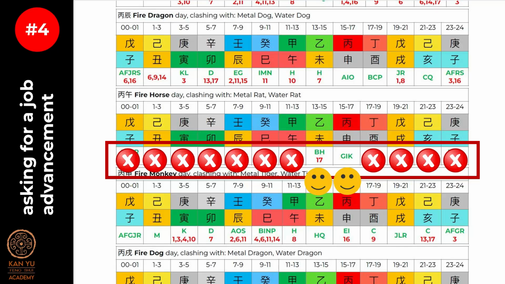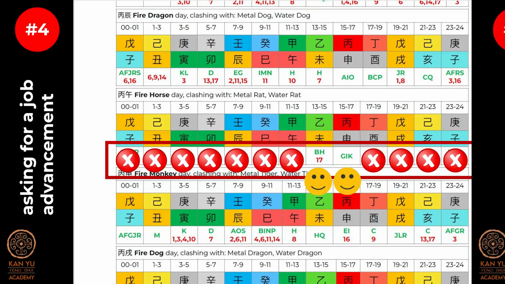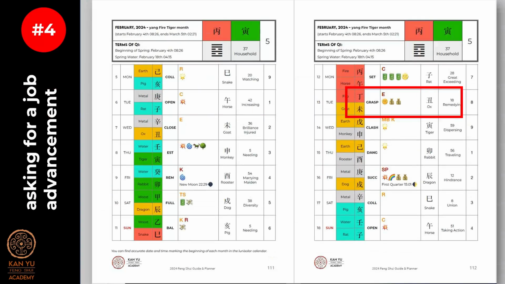We would like the Heavenly Officer star, which is the most helpful one for this activity. Unluckily, this star is found in the red hour, 11 p.m. to 1 a.m., on a Fire Horse day. So, we have to check the other day too, which is Tuesday the 13th. This day is better for asking a salary increase, as it bears double wealth accumulation.